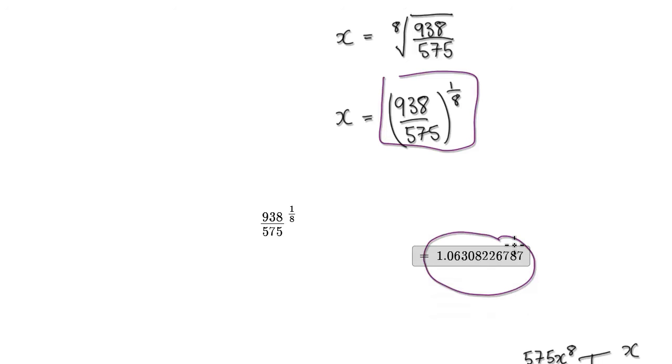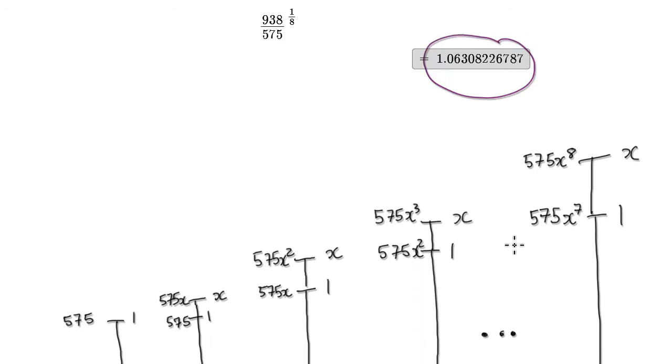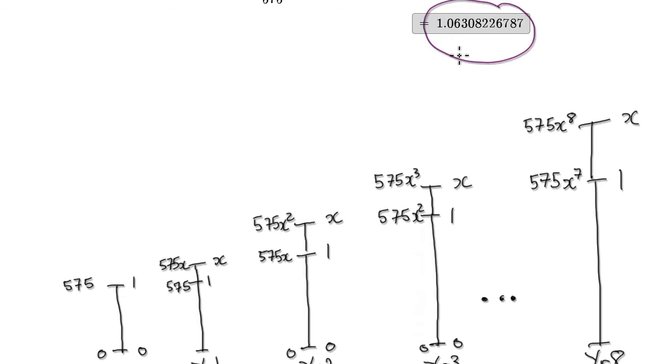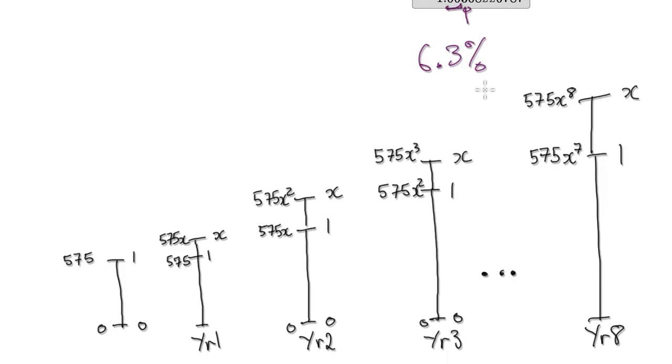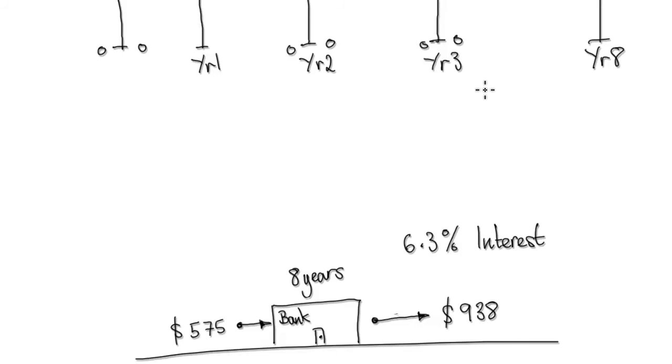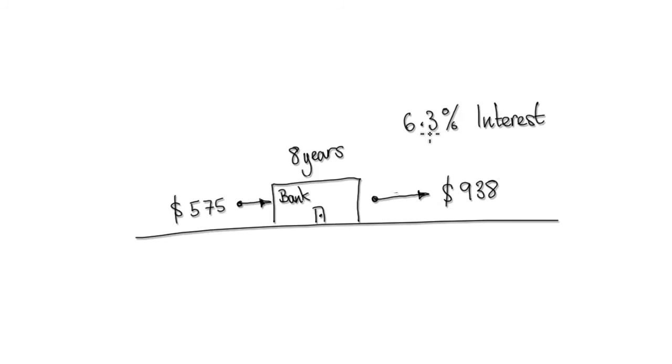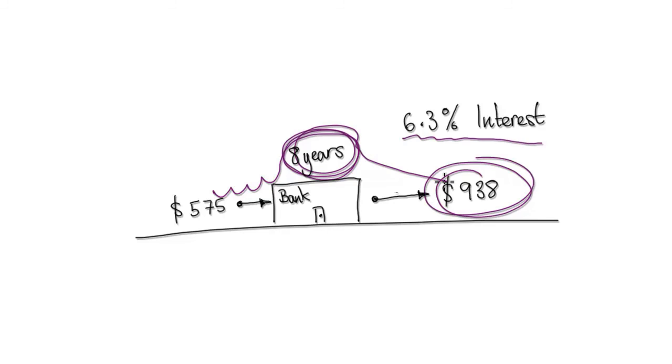So what that means is that number there is this number here. So you can see that the bank is giving you 6% and a tiny bit. So it turns out to be 6.3% interest. So what that means is the bank is giving you 6.3% interest each year. And if you compound it over 8 years, it will give you this at the end of the 8 years. Okay.